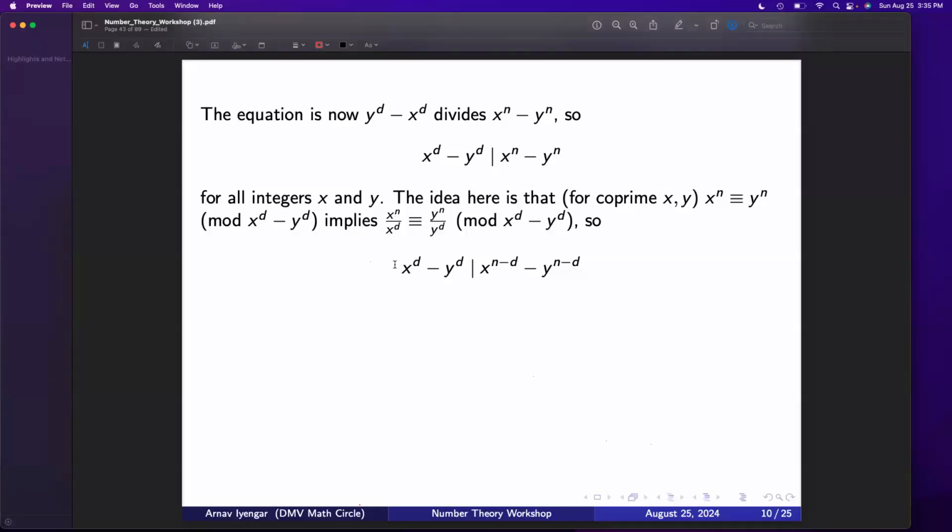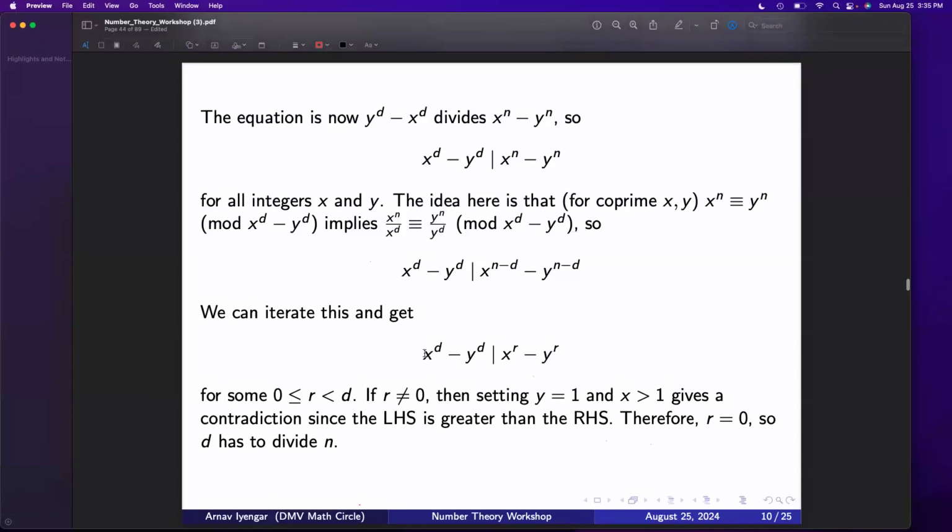So now what happens if you repeatedly apply this? If you repeatedly apply this, what you can get is x to the d minus y to the d divides x to the r minus y to the r, where r is just n minus k times d for some k. And you can just choose k such that this becomes the remainder when n is divided by d. So since r is less than d, this looks to be an easy size contradiction.